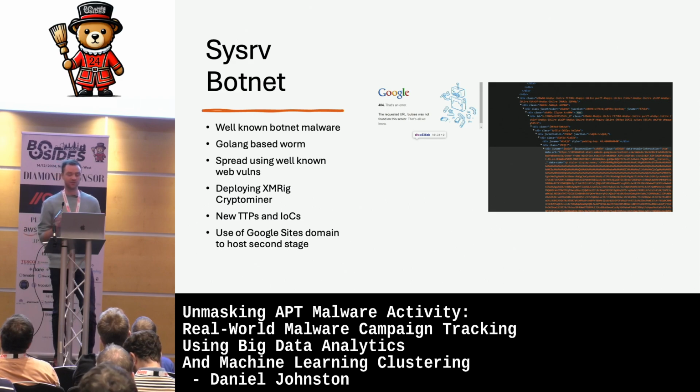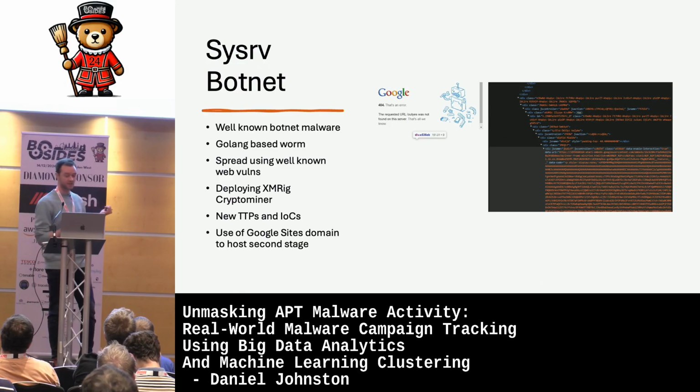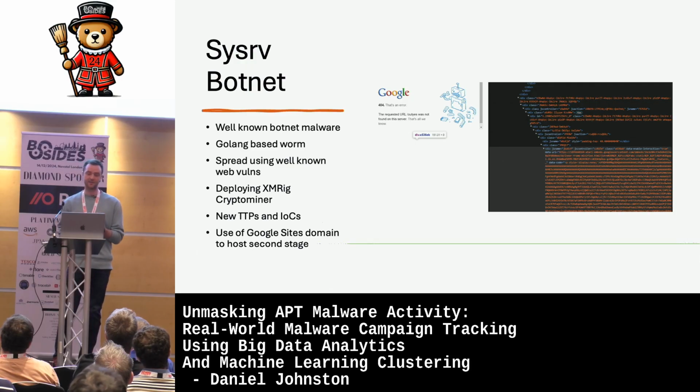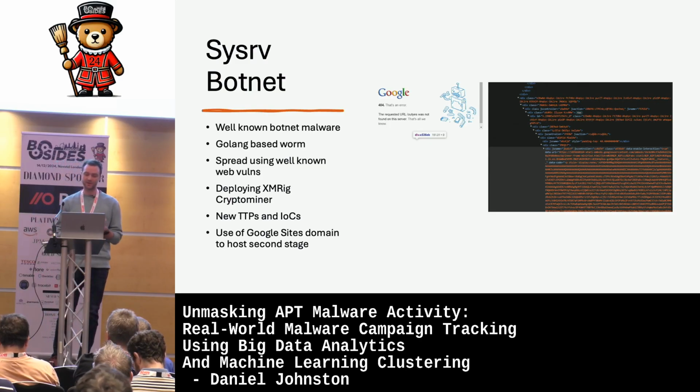We also saw the use of a Google Sites domain to host the second stage binary. As you can see in the screenshot, what looks like a legitimate Google 404 error page is actually hiding the bytes of a Golang binary. So you can see a big blob of text in the page source. We were able to extract this binary and do some analysis.